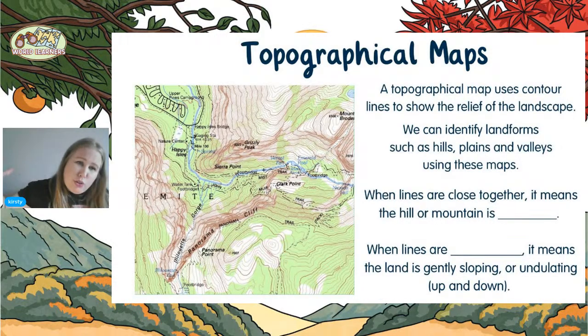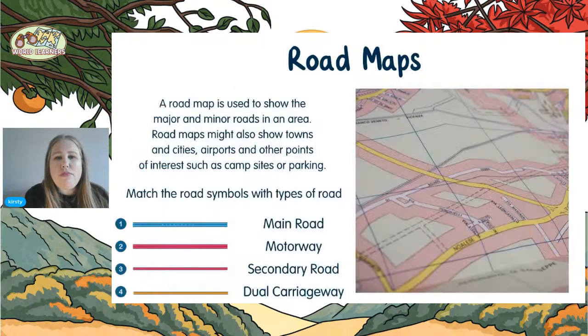So those contour lines bunched up together means it's going up steep. You're in for a mountain climb. But spread apart means, yeah, we've got less of a dramatic change in the elevation. Well done.